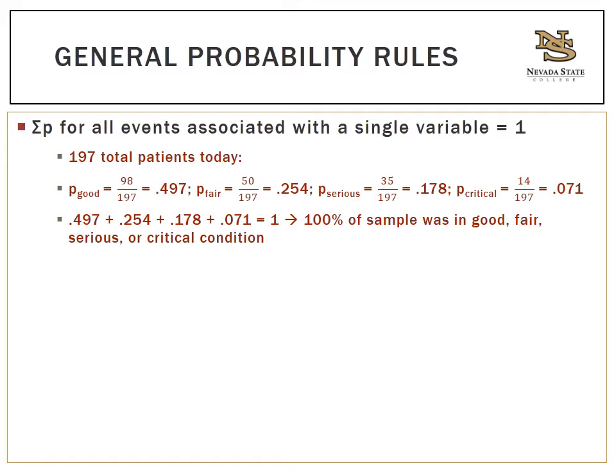Notice here, 0.497 plus 0.254 plus 0.178 plus 0.071. Basically adding all of these probabilities together, you get 1. Because there is a 100% chance that any given person you select from the sample would be in good, fair, serious, or critical condition. And conversely, 100% of the sample was in good, fair, serious, or critical condition. This represents all the possible events that are associated with this variable, all the possible conditions that you could have had.